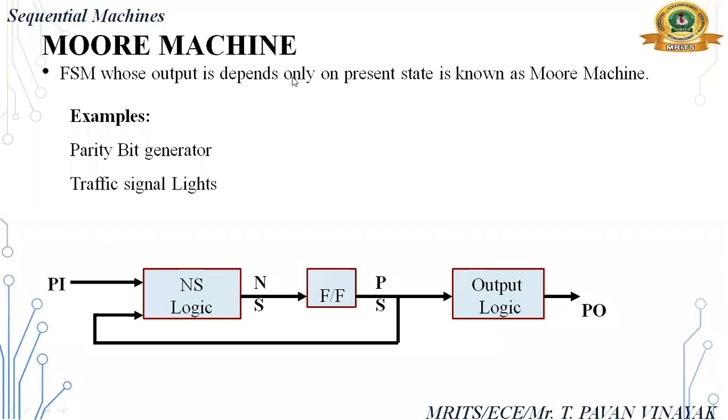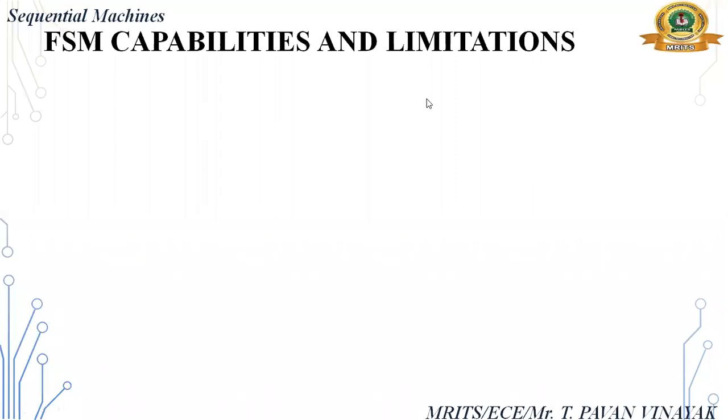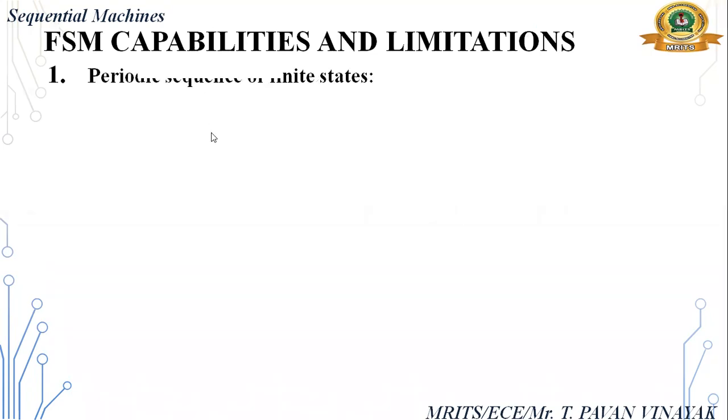So what are the advantages and disadvantages of FSM? FSM capabilities and limitations. Capabilities means advantages, limitations means disadvantages. So combinedly we have three. First one is periodic sequence of finite states. So what is periodic sequence of finite states?